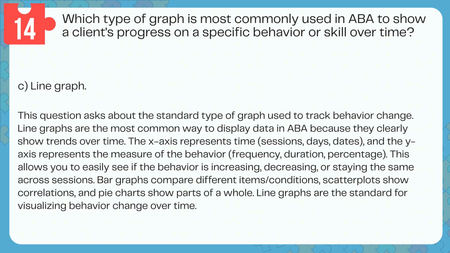Answer C. Line graph. This question asks about the standard type of graph used to track behavior change. Line graphs are the most common way to display data in ABA because they clearly show trends over time. The x-axis represents time: sessions, days, dates. The y-axis represents the measure of the behavior: frequency, duration, percentage. This allows you to easily see if the behavior is increasing, decreasing, or staying the same across sessions. Bar graphs compare different items or conditions, scatter plots show correlations, and pie charts show parts of a whole. Line graphs are the standard for visualizing behavior change over time.